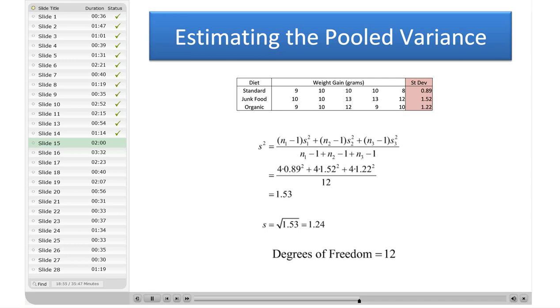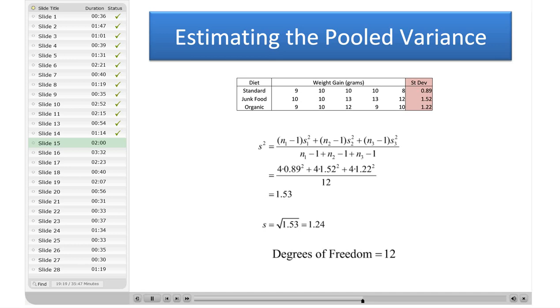So in this problem, each one of our samples has 5 elements, so each sample has 4 degrees of freedom. So we're going to square each standard deviation and multiply it by 4. Then we're going to add all those results together. Then we're going to divide by the total degrees of freedom, which is 12. Since we have 4 degrees of freedom in each sample, we have 12 total degrees of freedom. Our estimate that we get is 1.53.